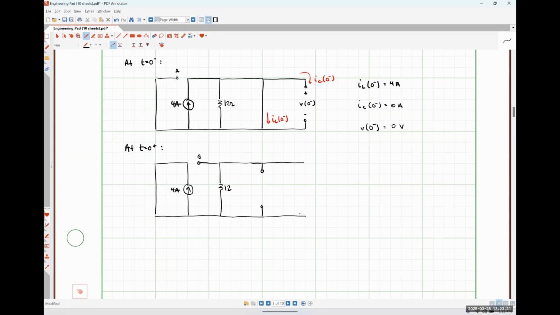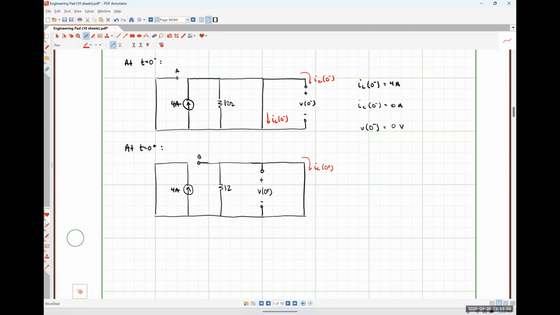I disagree. It will look like a short circuit, because a short circuit forces the voltage drop across it to be 0, right? So the voltage drop across the capacitor stays constant. Since the voltage at 0 minus was 0 volts, it has to continue being 0 volts at t equals 0 plus. So we'll have a short there. So this will be V at 0 plus. Here's IC at 0 plus.